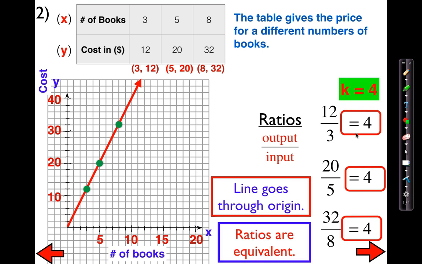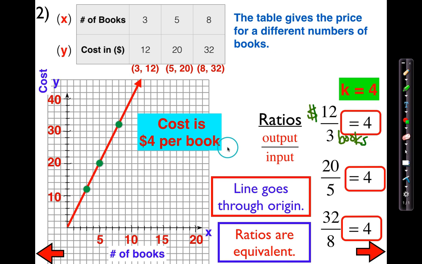So since I've checked all the ratios, I can see that since they're all 4, that is my constant of proportionality. Now that we found the constant of proportionality, the next thing is to find the unit rate. Okay, what does this 4 actually mean? Well, the 12 was referring to the dollars, and the 3 was referring to the books. So that means it costs $4 per book. So that would be my unit rate.